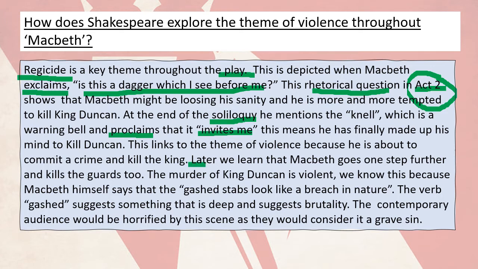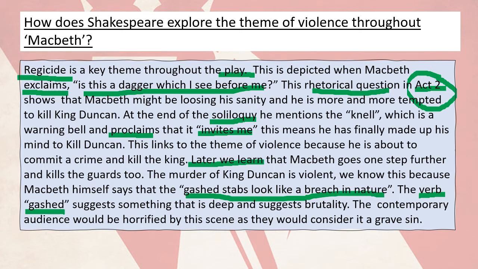Okay, good. So later we learn, so talking about something that happens slightly later on in the same scene, or the same act at least. The murder of King Duncan is violent. We know this because Macbeth himself says that the gashed stabs look like a breach in nature. Good. The verb gashed suggests something that is deep and suggests brutality. Good, we've got that. Zooming in on that key word gashed there as a verb.